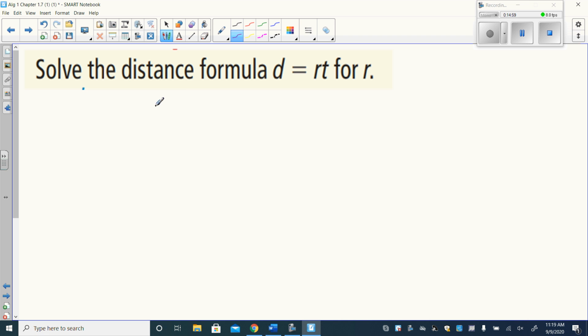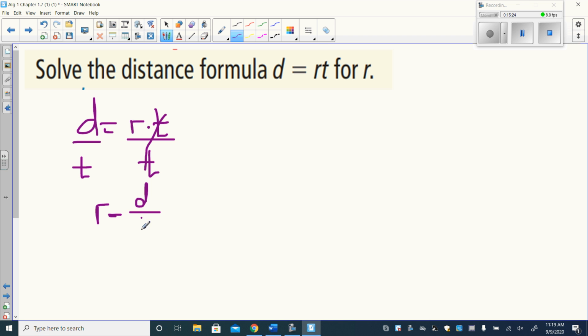So now we're going to move on to rate times time equals distance, where we're talking about rate, time, and distance. So d equals RT. So if I want to solve this for my rate, well, I have rate times time. So to simplify it, I'm going to divide both sides by t, because I'm trying to get r by itself, because t divided by t will simplify. So my rate is equal to distance divided by time.